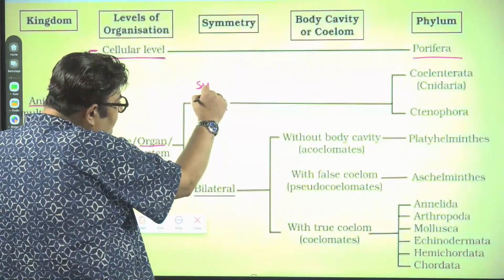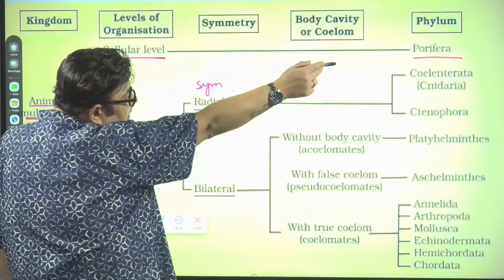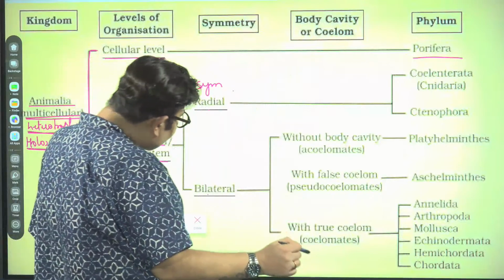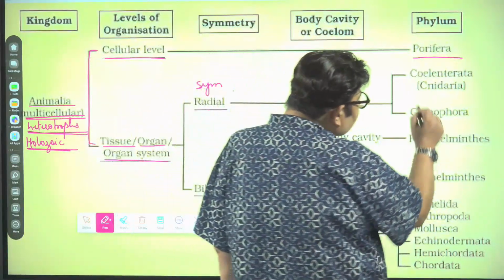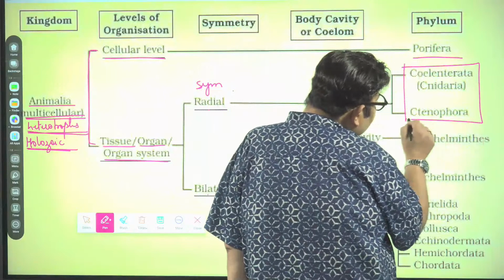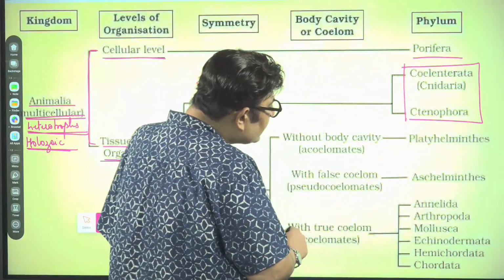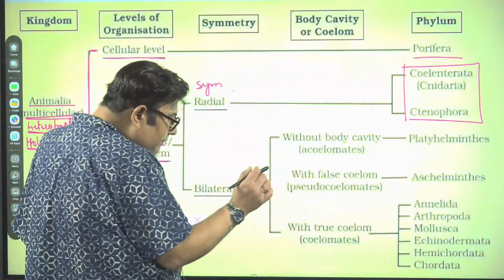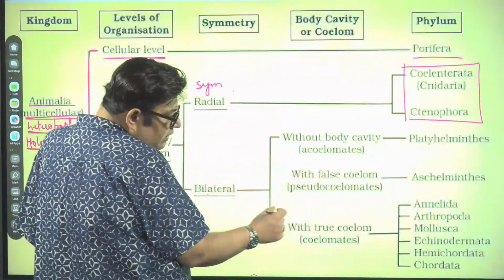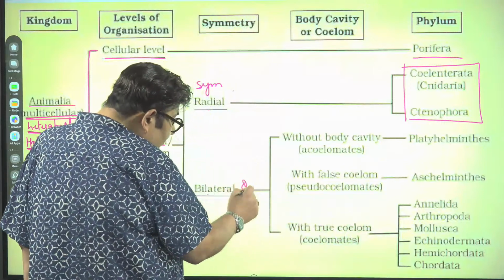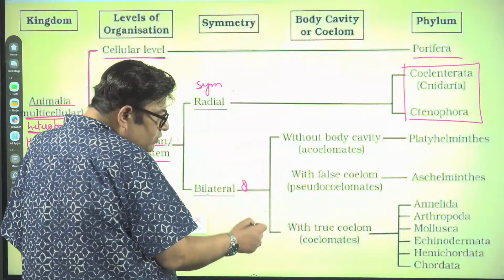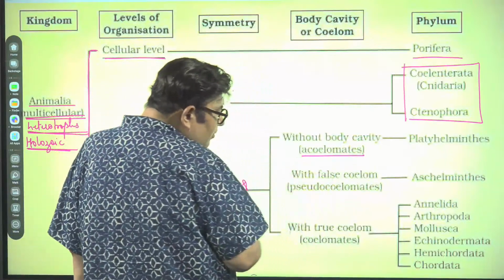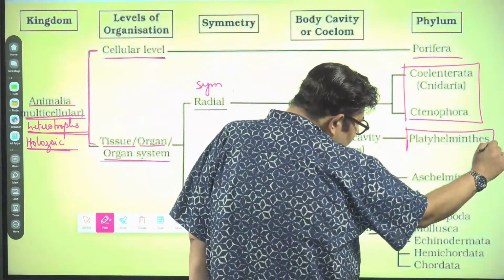symmetry. What type of symmetry? Okay, asymmetrical is Porifera. So the others are symmetrical. Some have radial symmetry, and the remaining have what? Bilateral symmetry. Radial symmetry can be seen in only two phyla, Cnidaria and Ctenophora. Only two phyla have radial symmetry, and all the remaining have bilateral symmetry. So there are 8 of them with bilateral symmetry. Now we can use the coelom to classify. Those who are acoelomate, we have kept in one place, Platyhelminthes.